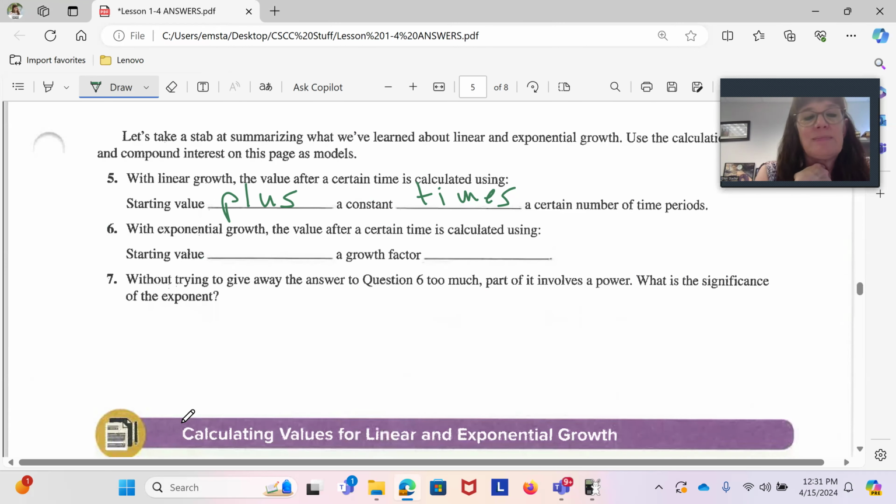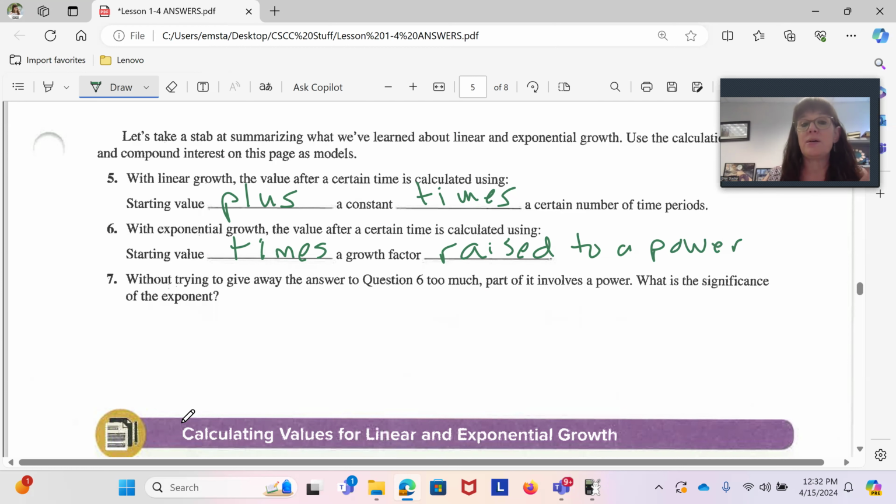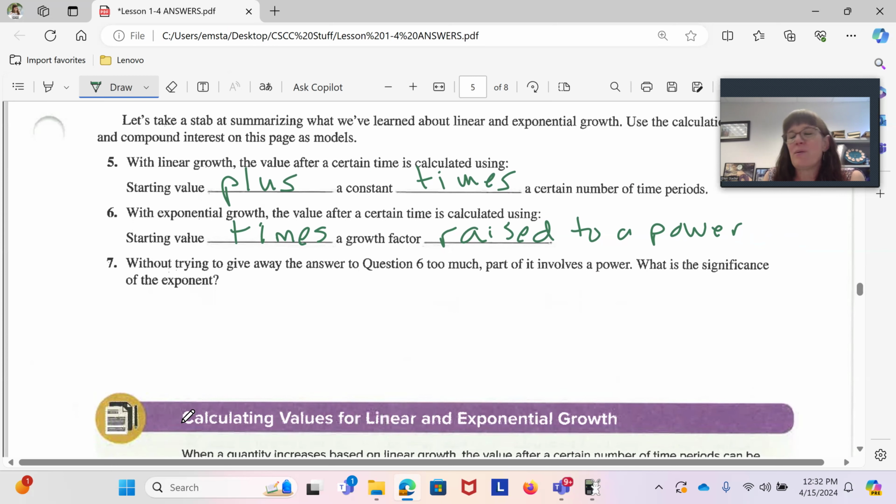So it's repeated addition. With exponential growth, we take our initial value and we start out right into multiplying. We are going to multiply as many times as I have years. So we're going to take that growth factor raised to a power. And that power will be however many time periods that you're investing for. All right, so without trying to give away the answer to question 6 too much, part of it involves a power. What is the significance of this power? Well, the power is the number of time periods.